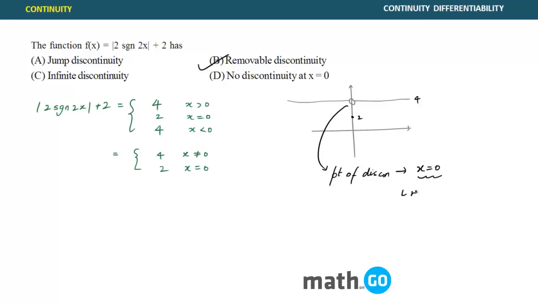What is the value of LHL? LHL takes 4. What is the value of RHL? RHL is also 4. So both of them are equal, but they are not equal to the value of the function at 0, which is 2, right? So now we can remove this discontinuity by declaring that f(0) is equal to 4. Then this becomes continuous again. That is why I say this is a removable discontinuity.